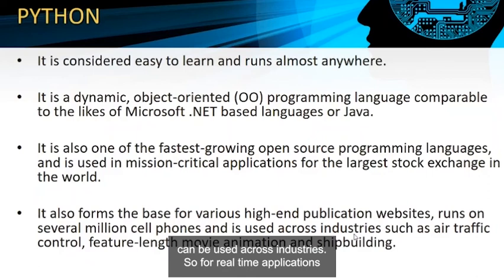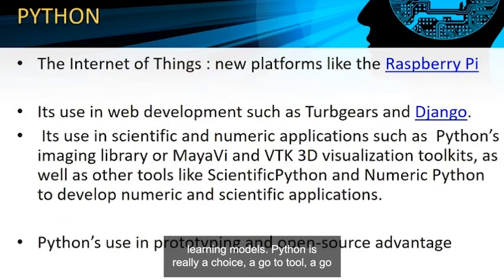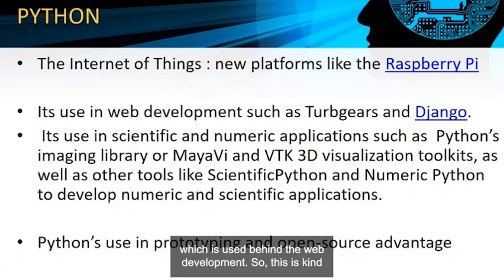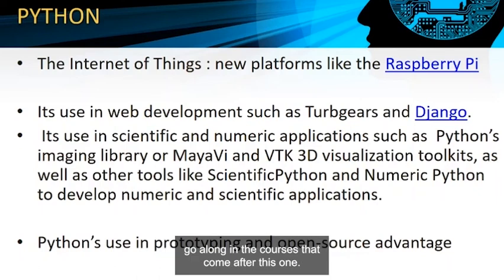So for real-time applications and for high-end applications which use GPUs and deep learning models, Python is really a go-to language. Some of the things that you will hear during the course are Raspberry Pi, this is Internet of Things, or Django, which is used behind the web development. So this is kind of really exciting. We will learn how to implement Python as we go along in the courses that come after this one.